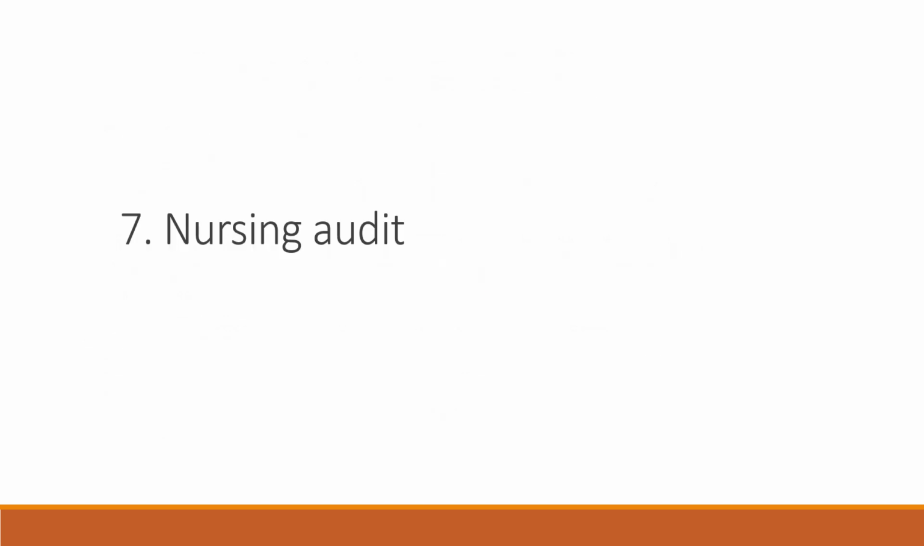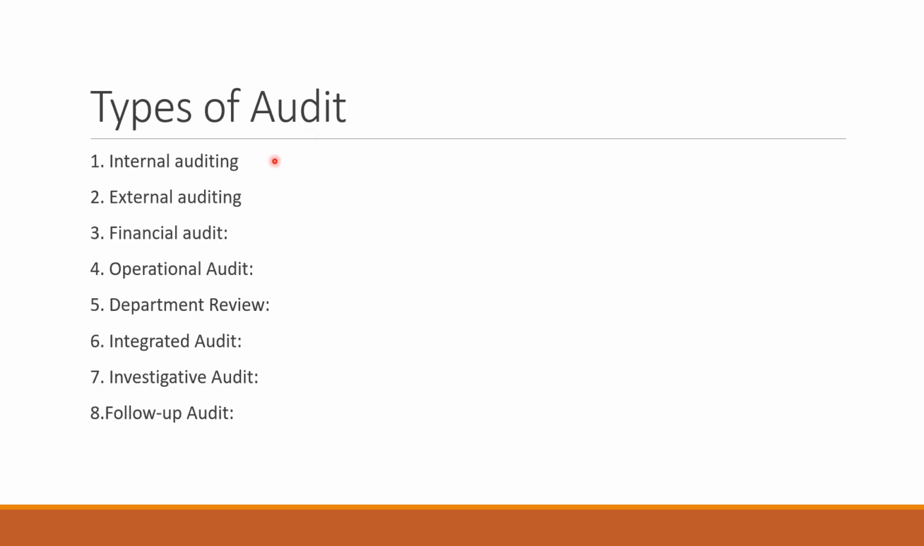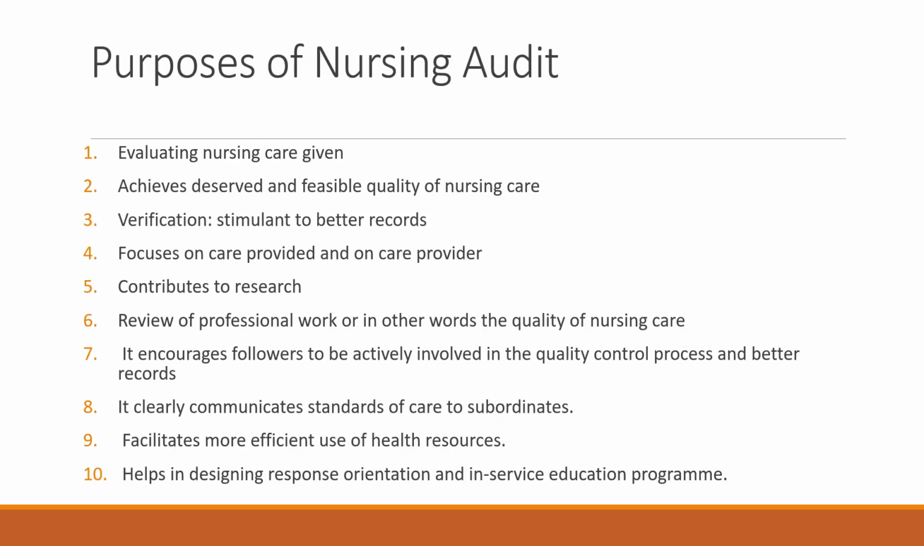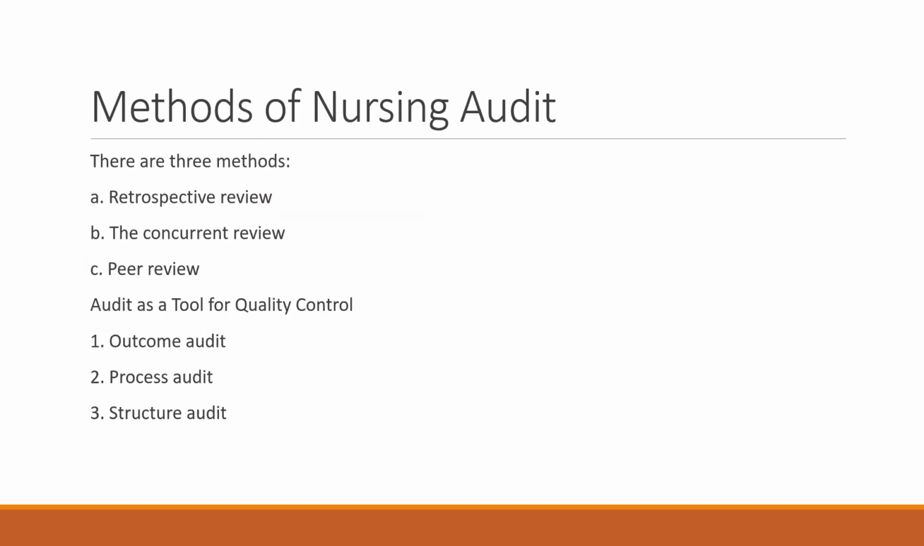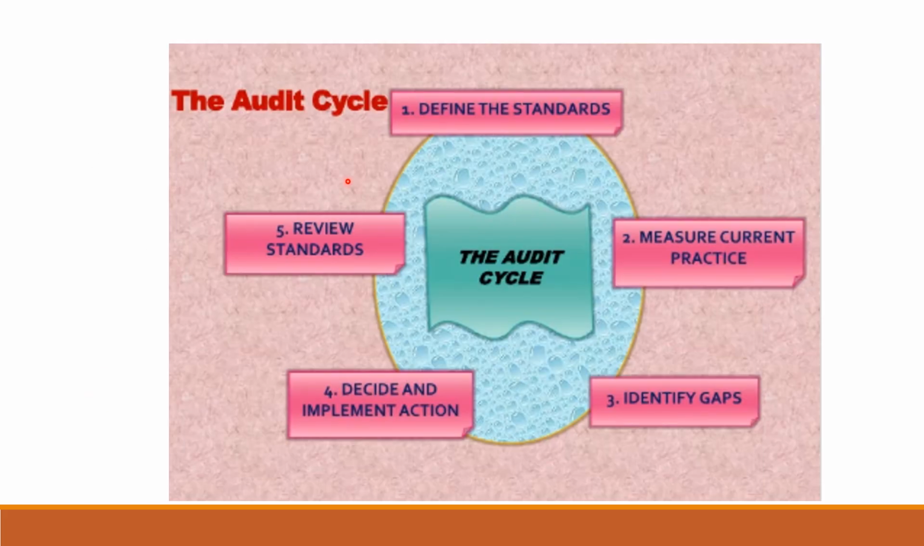Coming to the short note on nursing audit, your answer should contain the definition of nursing audit with the author, and the types of audit you have to mention, then explain each type. The purpose of nursing audit, you have to write after that. Methods, you have to mention and explain each method. Then write the essential characteristics of nursing audit. Then go to the audit cycle.